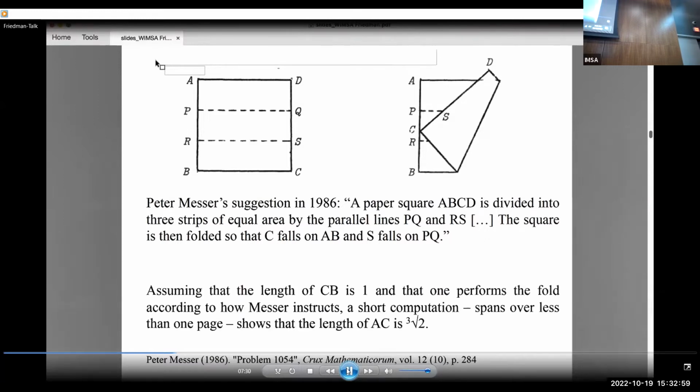Now, assuming that the length of CD is 1 and that one performs the fold according to how Messer instructs, the computation, spanning less than 1 page, shows that the length of AC is indeed the cube root of 2.